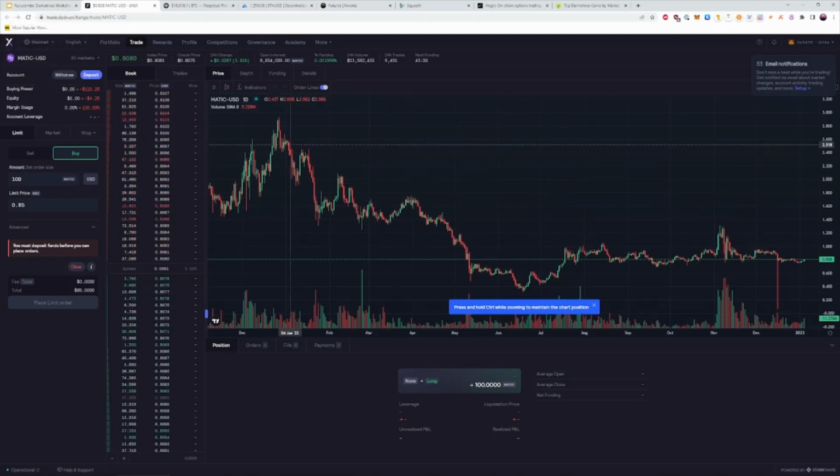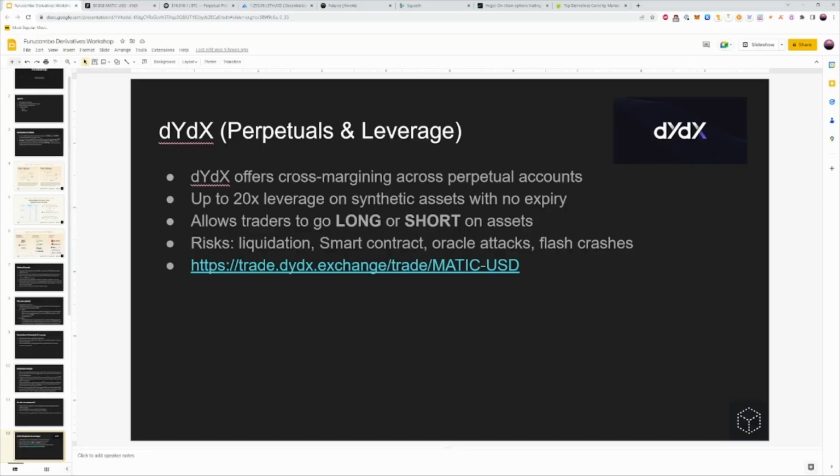But this is the basic interface here. I'll show you a bit more once we get to GMX, because it actually shows you some interesting information.